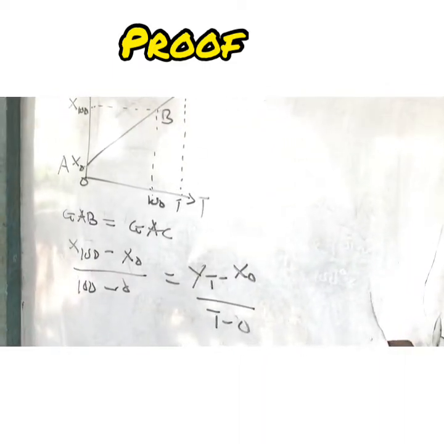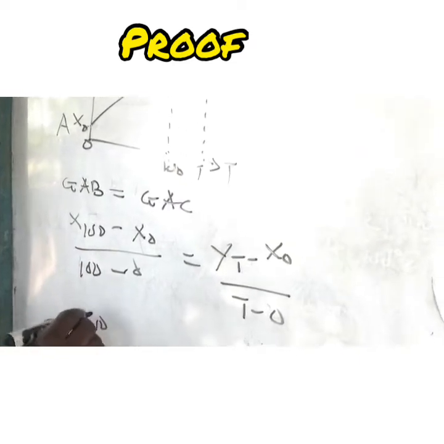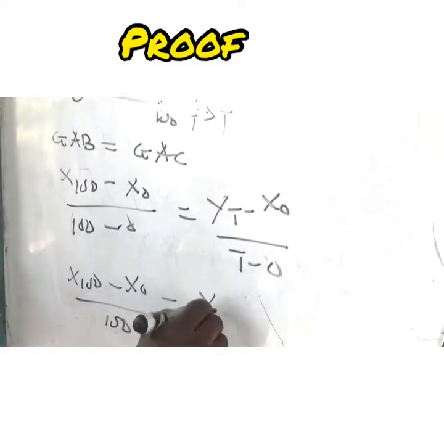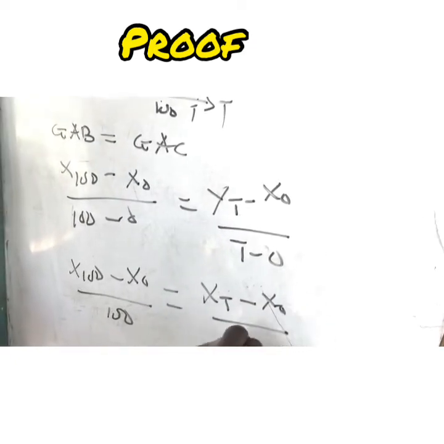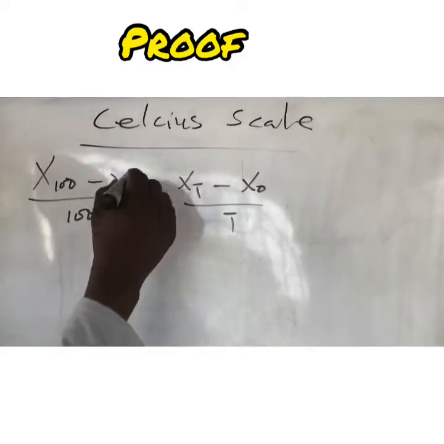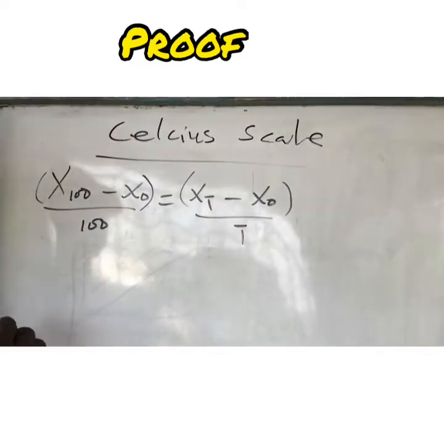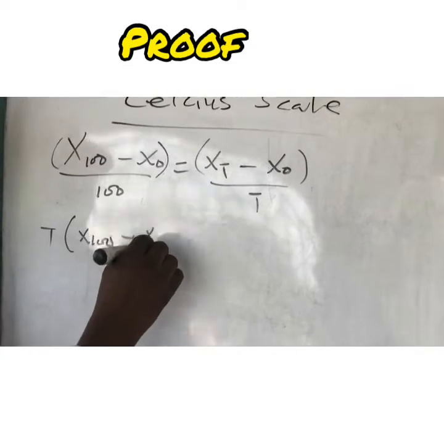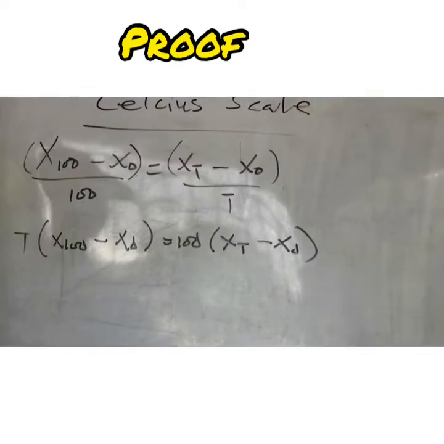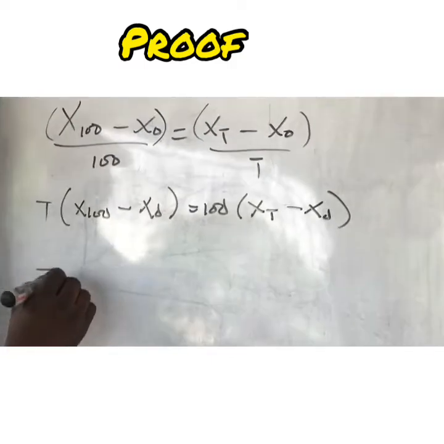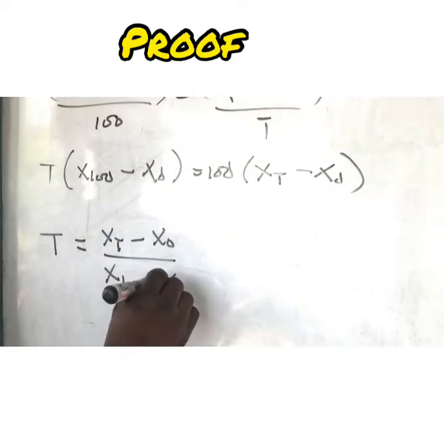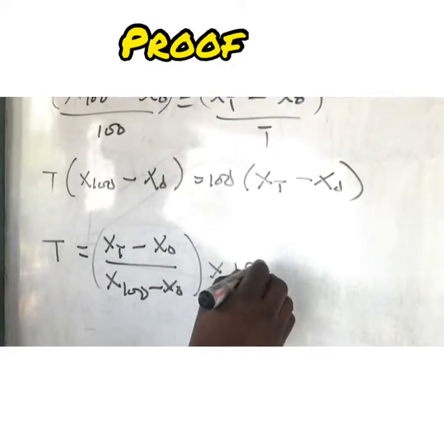So let's do some simple mathematics here. X_100 minus X_0 divided by 100 minus 0, which is 100, is equal to X_T minus X_0 divided by T. Starting from this point, we're going to do some cross multiplication. We're going to multiply this T by this whole expression here, and this 100 will multiply this whole expression. So we're going to get T multiplied by X_100 minus X_0, which is equal to 100 multiplied by X_T minus X_0. By making T the subject, you're going to get T equal to X_T minus X_0 divided by X_100 minus X_0, all multiplied by 100, and the unit is degrees Celsius.